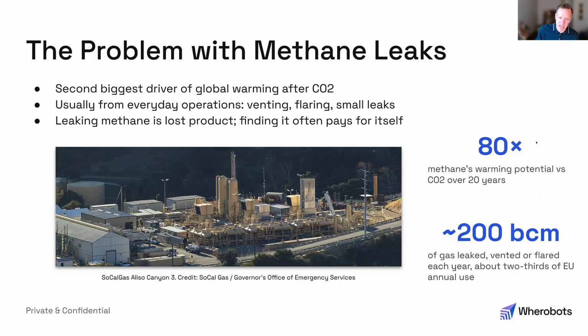And it's also to say, this is just lost product, right? So from an oil and gas production perspective, anything that's lost through this type of leak is product that can't be sold. And finding it and helping to mitigate these leaks can often pay for themselves. You see here an image. This is of the Aliso Canyon methane production facility in Southern California. Site of actually one of the biggest leaks ever detected in the United States, near a residential area, which caused significant problems for that area and that community.